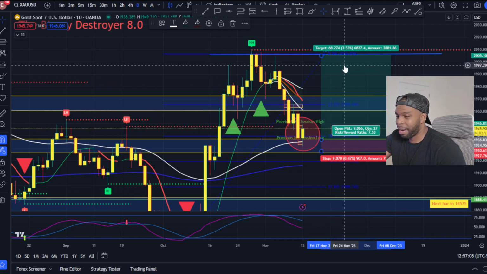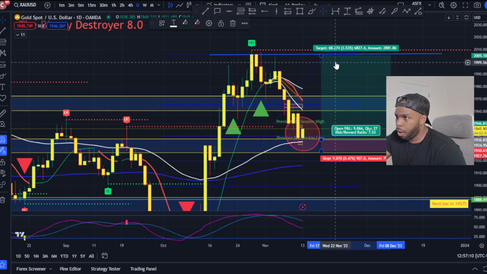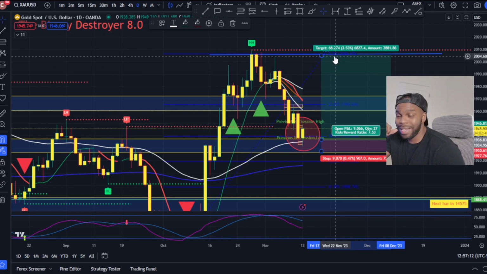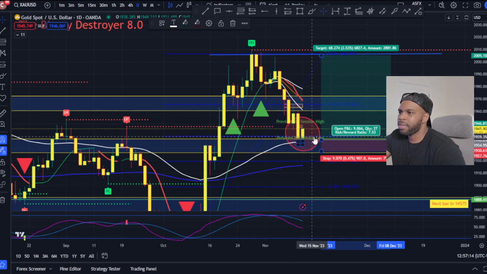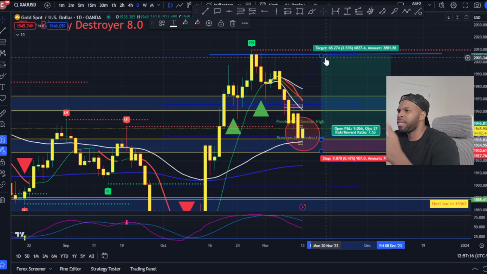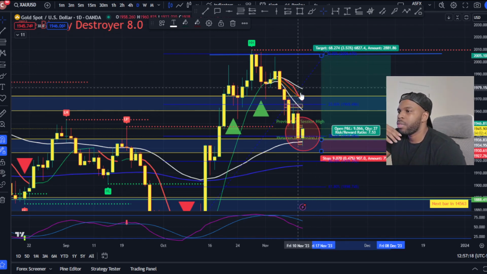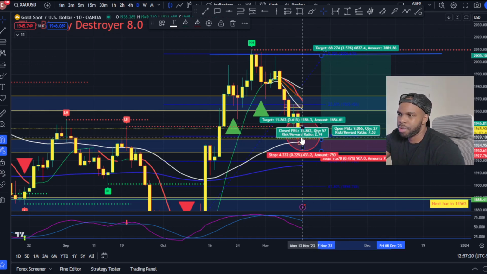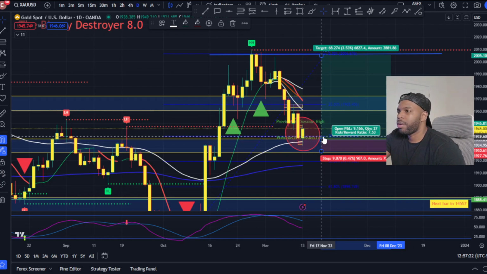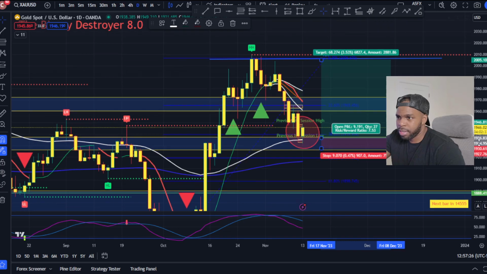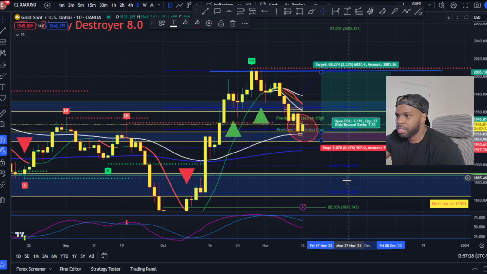Now this is a lot of pips. If gold can go all the way up here, you're eating. All right. Now if it does go this way, it doesn't mean it's going to go my way, but you've got to watch the price action. Price could go against you. It doesn't matter. Price can come back down here into this zone and then start going up.